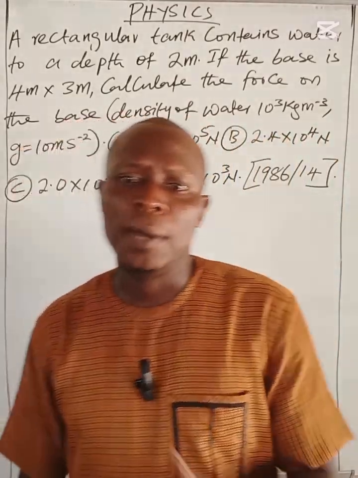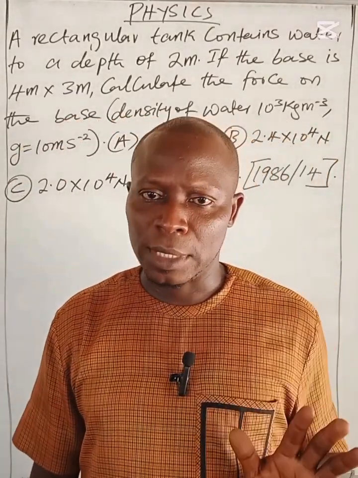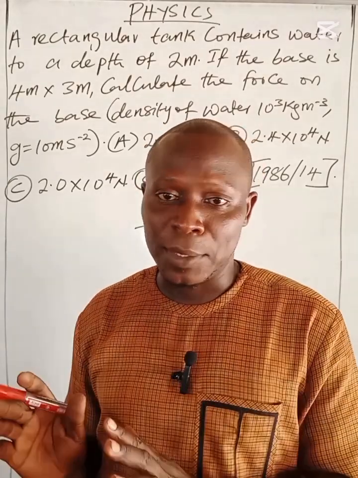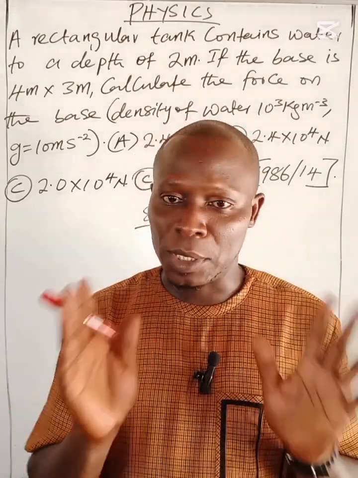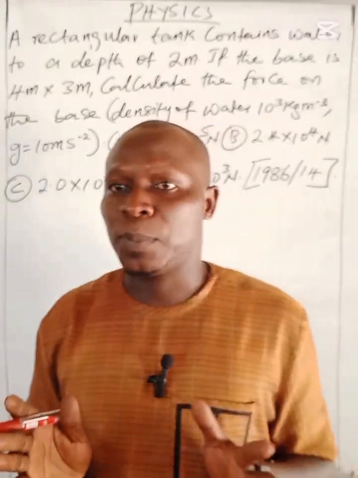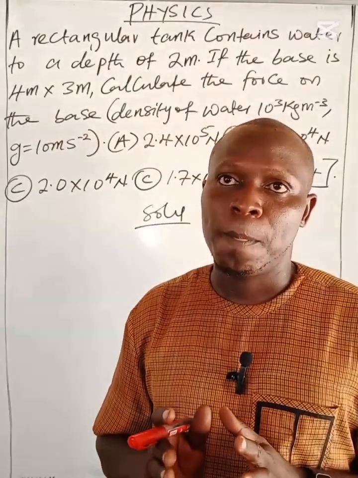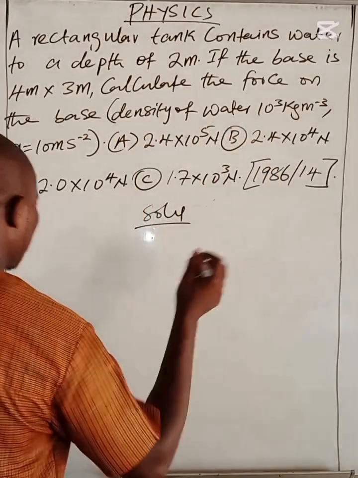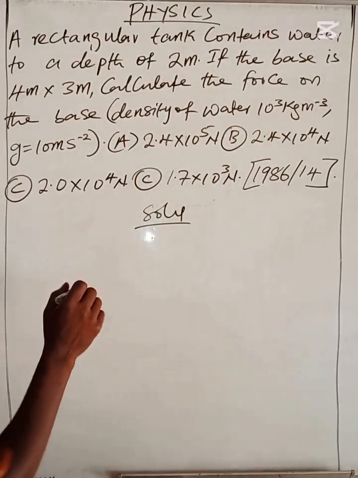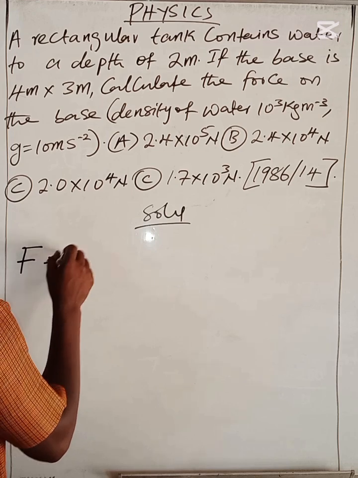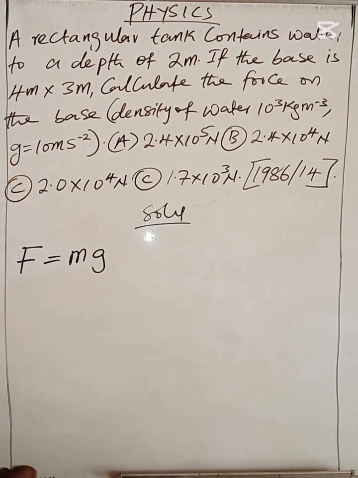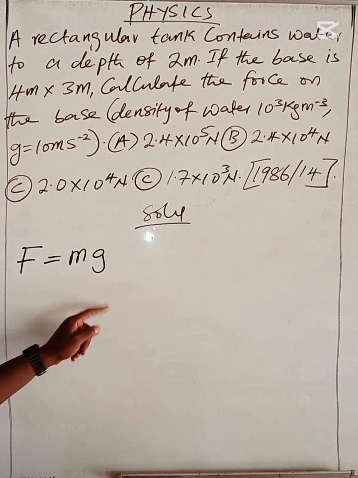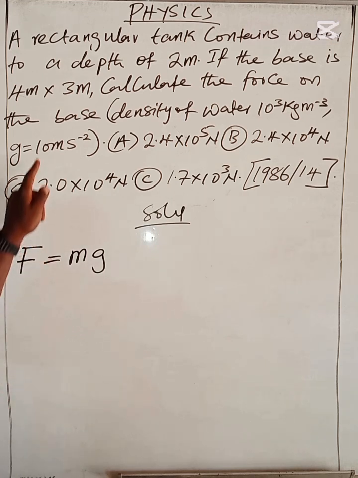Now, when you have a question like this, you don't have to waste your time. I'll show you two ways of solving this problem: the longer method and the shortcut. Now, if I want to solve this problem as a theory question, I will start by saying that force is given by F equals mg, that is mass times acceleration due to gravity. Since we're asked to find force and we're given g.